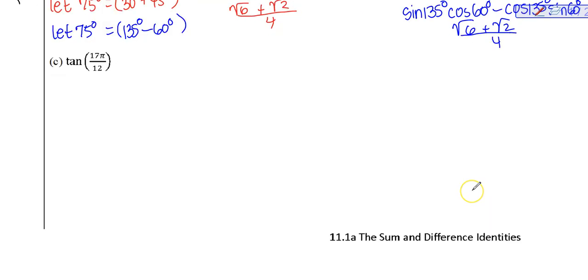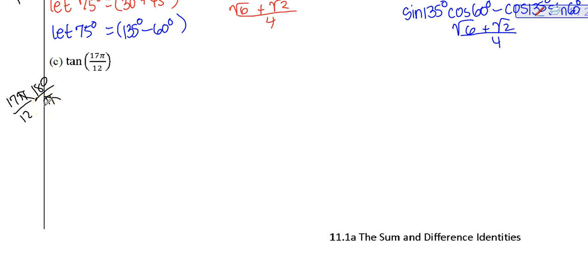Okay, so last one here. On the front, we have tangent of 17 pi over 12. Again, I don't like working in radians if I can work in degrees. So let's convert 17 pi over 12 into degrees. So basically you're doing 17 times 180 over 12, right?